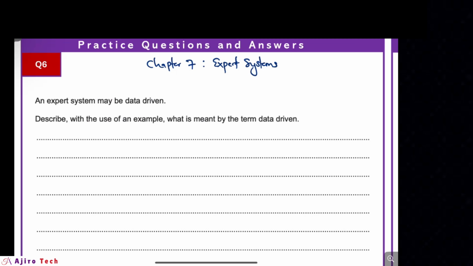So an expert system may be data driven, or goal driven. Describe with the use of an example what is meant by the term data driven. Now, data driven makes use of what we call, can you tell me in the comment section what it uses? Now we have 2 types of chaining, right?